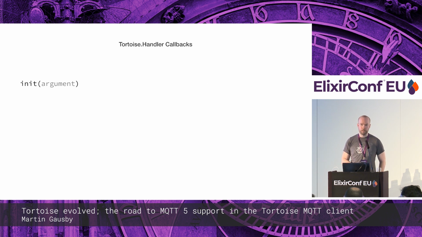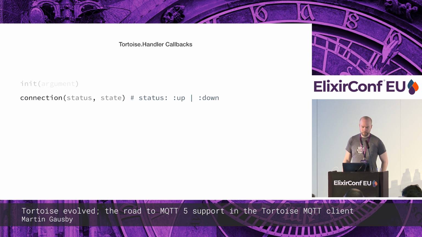So the callbacks are as follows. We have the init, where we pass in the arguments, as you know, with a GenServer. Oh yeah, in the init you can set a state for your handler, where you can store data that you will use in your later callbacks. And then we have a callback called connection, which has a status and a state.